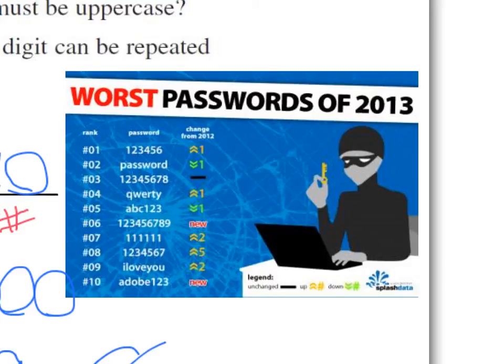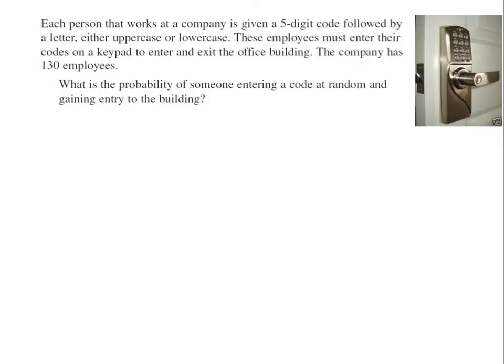All right, so that's that. Now let me present to you your problem to solve. Each person that works in a company is given a 5-digit code followed by a letter, either uppercase or lowercase. Keep that in mind. We did talk about that, okay? Remember, 26 letters in the alphabet, but for this problem, are you going to use the number 26? Well, you'll have to decide. Each person that works at a company is given a 5-digit code followed by a letter, which means how many characters in total are going to be in the code.